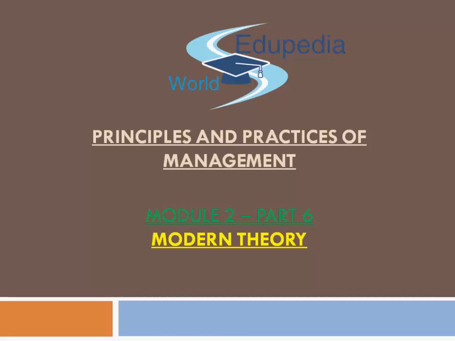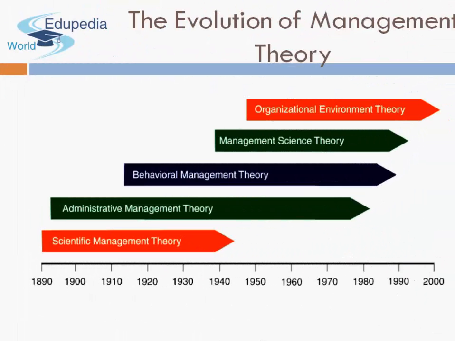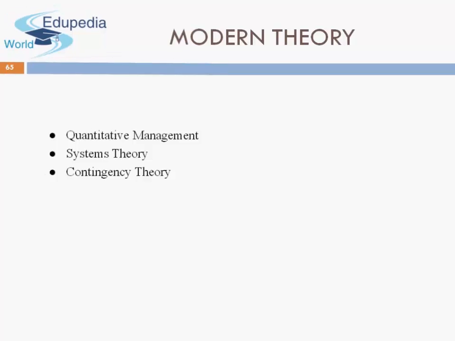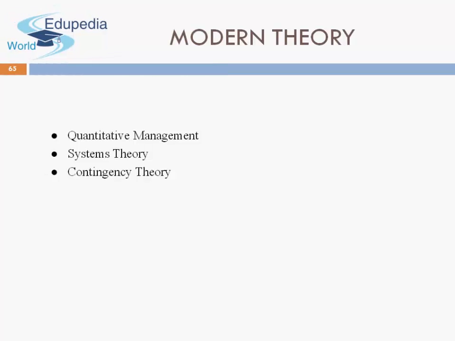This is part 6 of module 2 and we would be covering the modern theory. In the previous videos, we've covered the classical theory and the human relation approach to management. When we talk about the modern theory, these are the theories which emerged in the late 90s and have transformed the way managers look at different situations and handle different situations in the organization. The different management theories that we would be covering are quantitative management, system theory, and contingency theory.